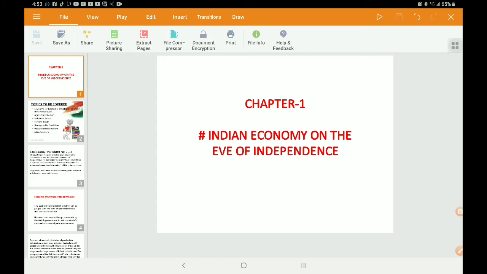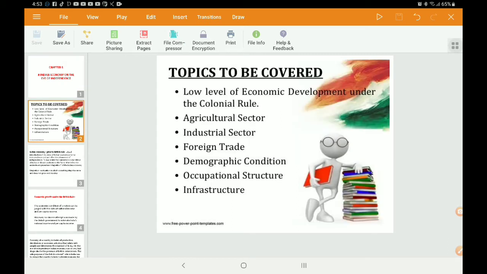Now the content and topics are as follows. We will study low level of economic development under the colonial rule, agricultural sector, industrial sector, foreign trade, demographic condition, occupational structure, and infrastructure, part by part.